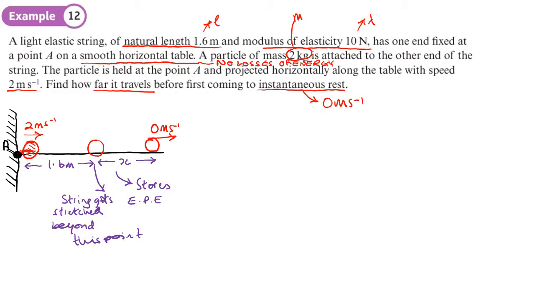So it will move 1.6 meters. It won't lose any speed because the surface is smooth, and then it will carry on moving for X until it stops, and then at that point the string is going to want to fling back. It will slow down as the string gets stretched, and at that point it's going to want to go back.